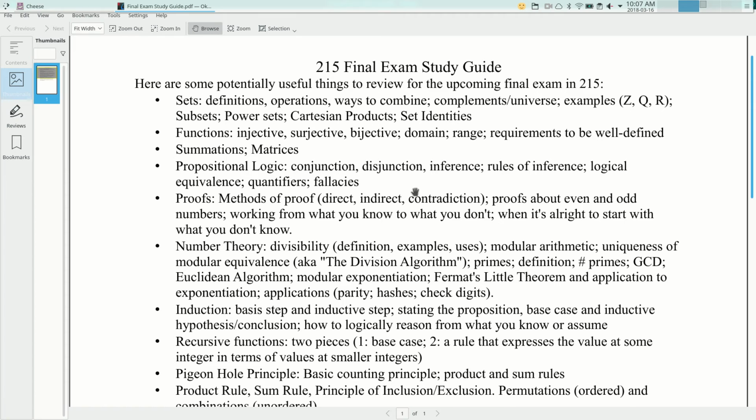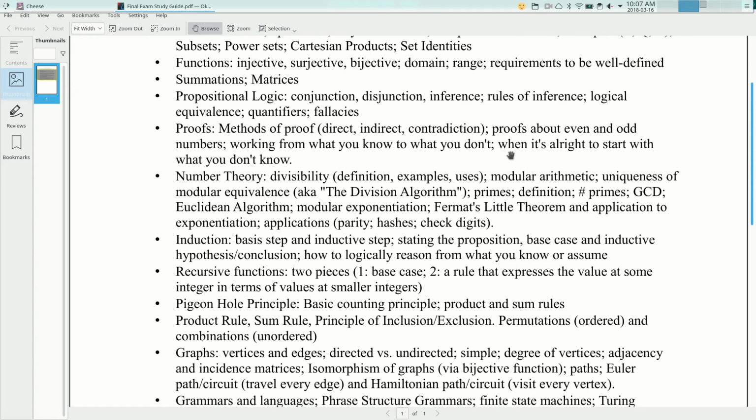Equivalent quantifiers, fallacies, good. Okay, methods of proof: direct, indirect, and contradiction. So you really want to think about proofs when you're getting ready for this exam, right? You're going to have to prove some things. I will remember to put an induction proof on, unlike the midterm.